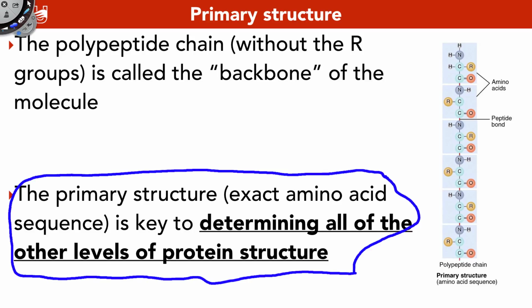And the shape of the protein is important because the primary structure, the primary sequence of the amino acids, the order of the amino acids, is important in determining that structure, that three-dimensional shape of the protein. Okay, so primary structure leads to shape. Shape leads to function. Okay?